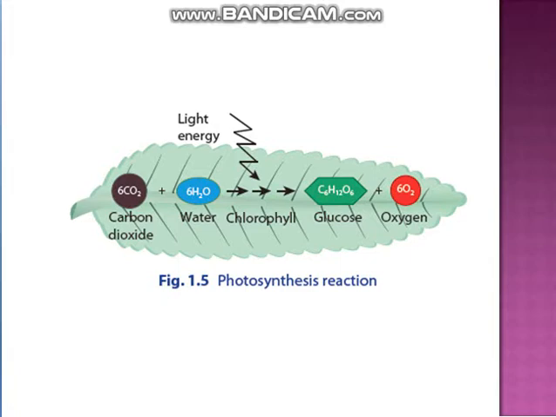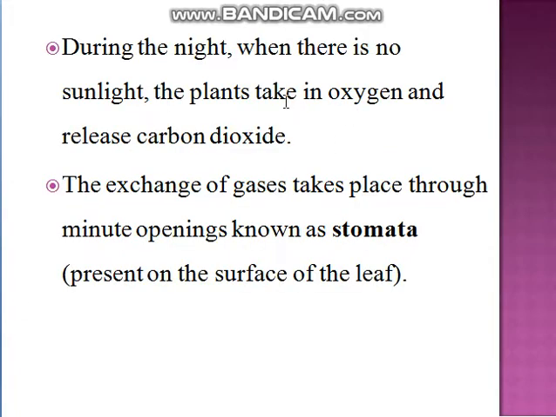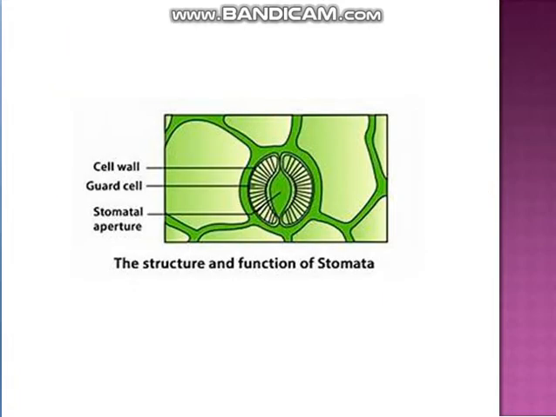We know that at night time there is no sunlight. What will happen during the night time? During the night time the plants take in oxygen and release carbon dioxide. The exchange of gases takes place through minute openings known as stomata present on the surface of the leaves. Here you can see the picture of stomata.